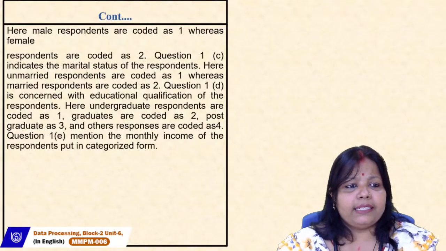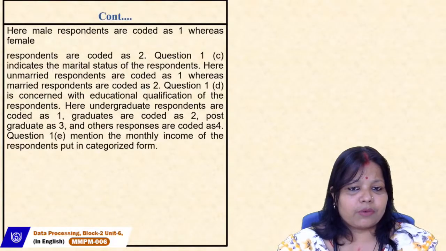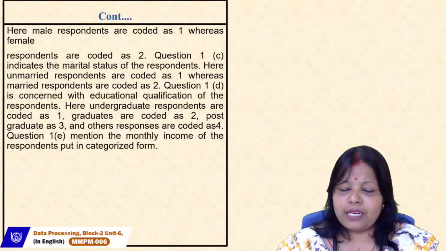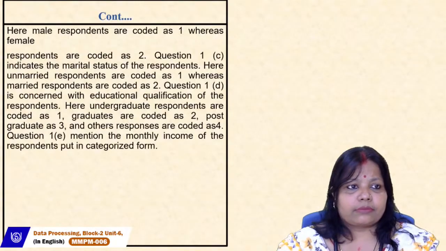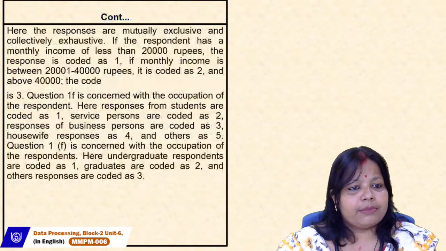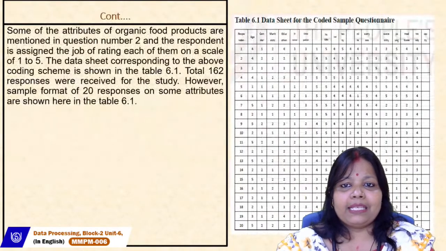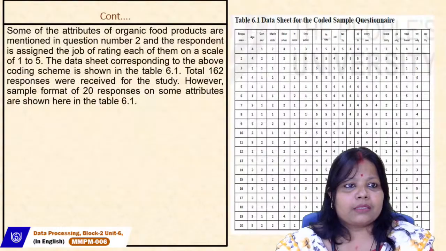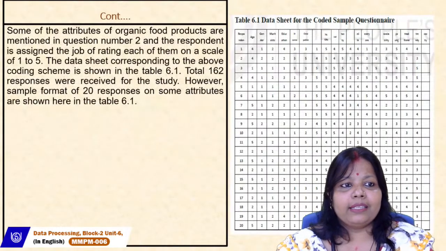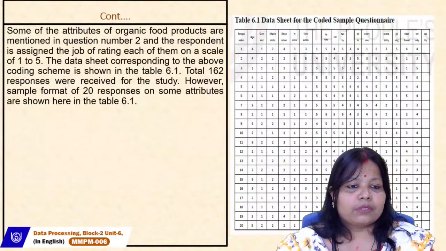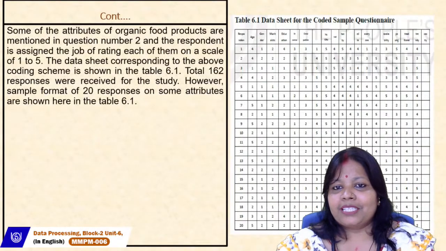Here the unmarried respondents are coded as 1, whereas married respondents are coded as 2. Question 1D concerns the educational qualification of the respondent. Here undergraduate respondents are coded as 1, graduates as 2, and postgraduates as 3, and likewise. Similarly, the income group. See here some attributes I have placed for the organic product, mentioned in question number 2, and the respondent is assigned a job of rating each of them on a scale of 1 to 5. So you can see here how it looks.